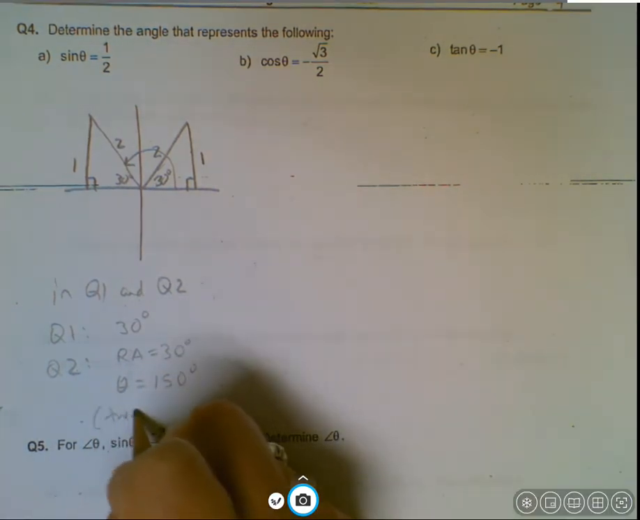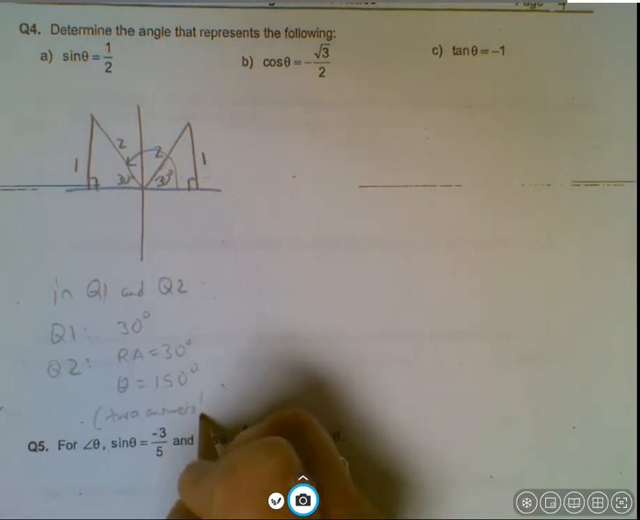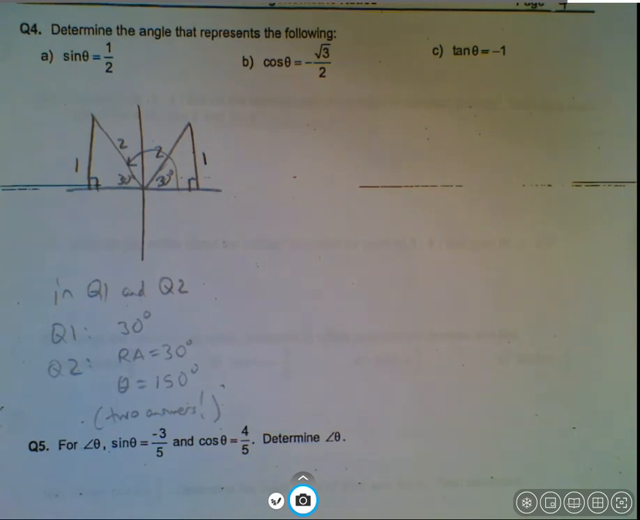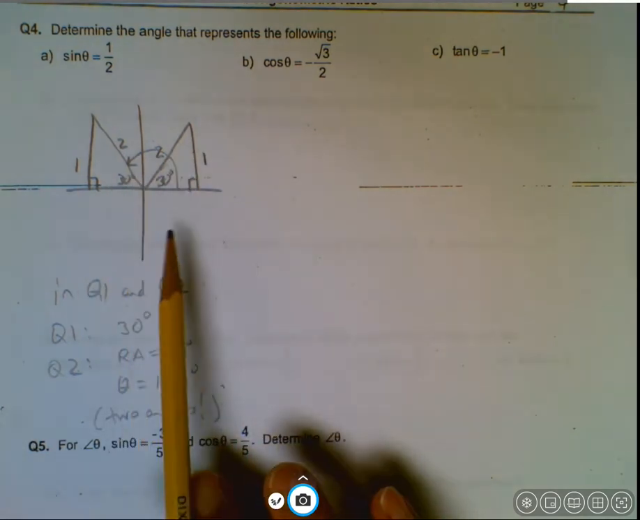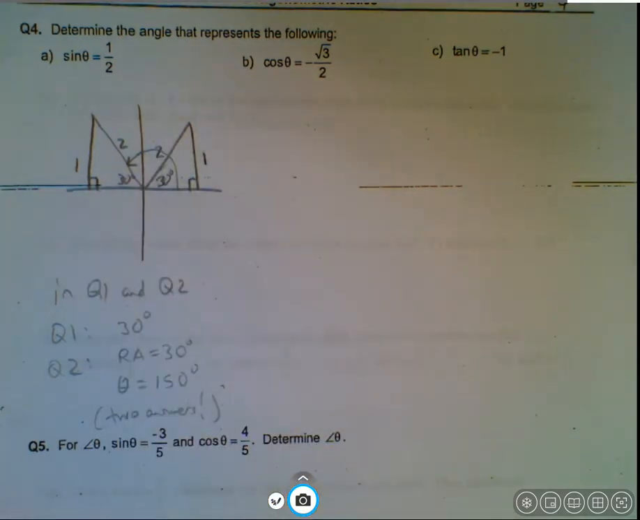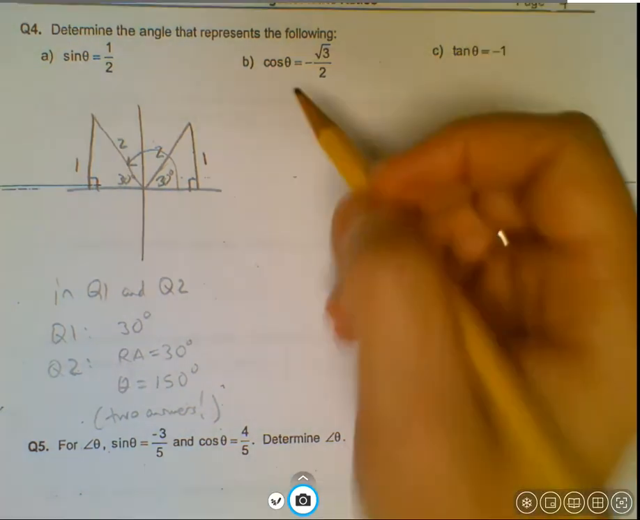So two answers. I'm just going to write here two answers just so you can see that our calculator would have only given one answer. But if you know your triangles and you understand this going around the circle, then you should be finding two answers. All right, let's do the next one.